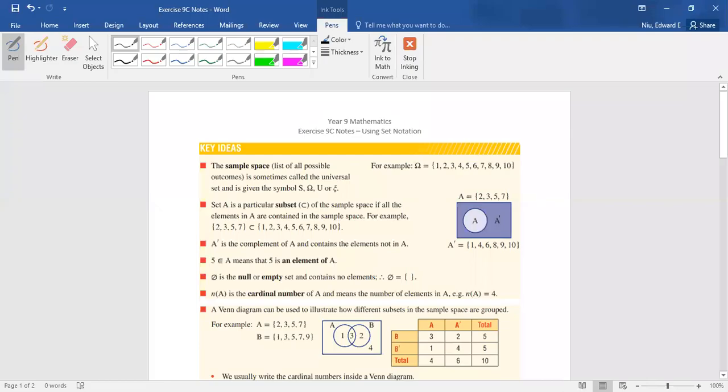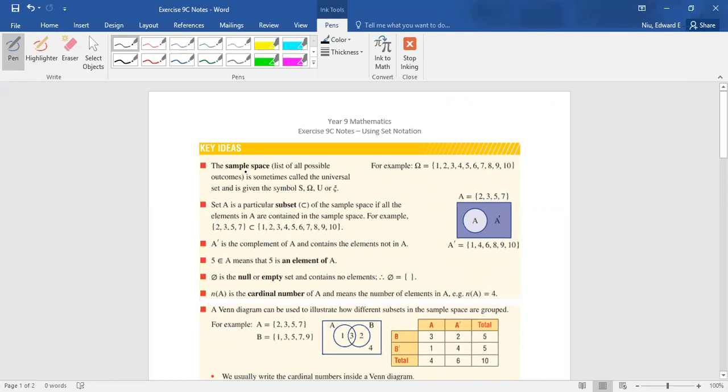Welcome to exercise 9, CE9s. This is Monday's class, and we're going to spend 2 sessions on this topic, and it's talking about using set notation. So what are set notations? It's basically all the symbols that we encounter in probability.